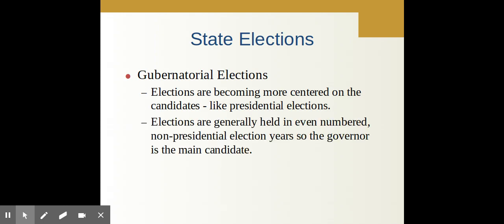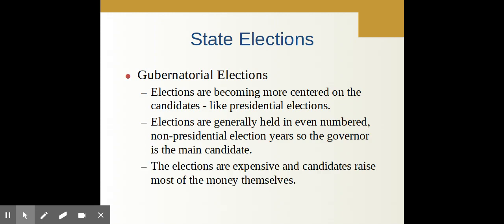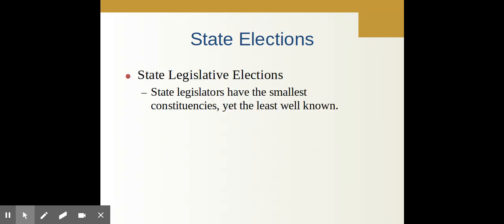Gubernatorial elections are for governors. Elections are generally held in even-numbered non-presidential election years. For instance, in Pennsylvania, it's held 2 years after the leap year. So the next governor's election will be in 2022, and then 4 years later in 2026. The elections are expensive, and candidates raise most of the money themselves, same as the presidency.